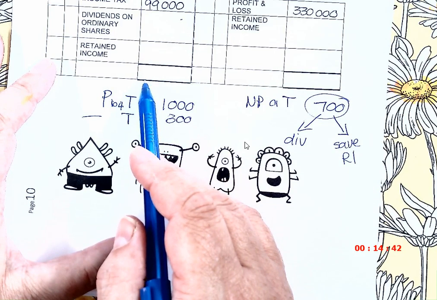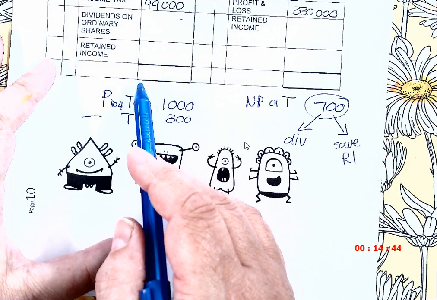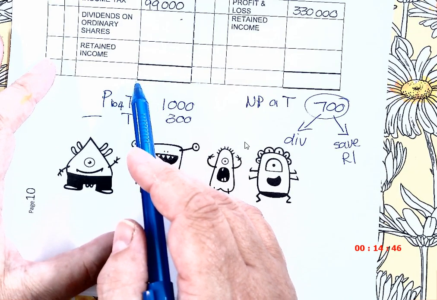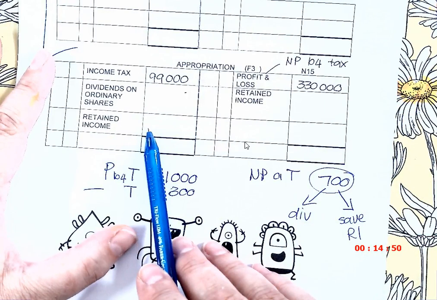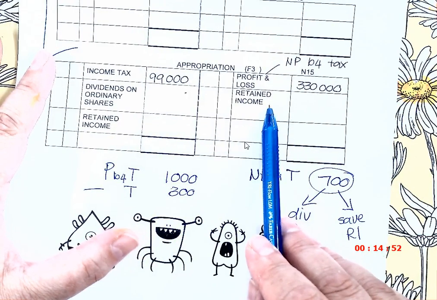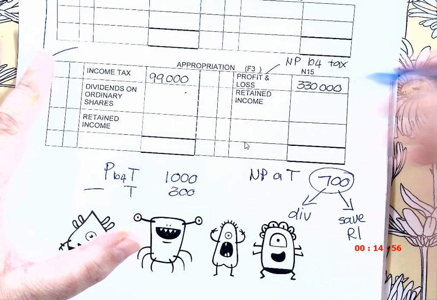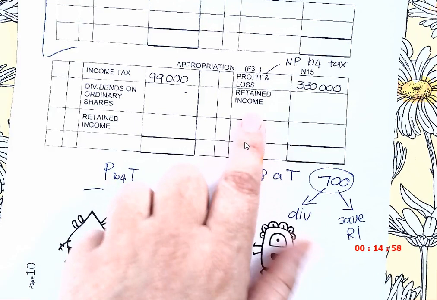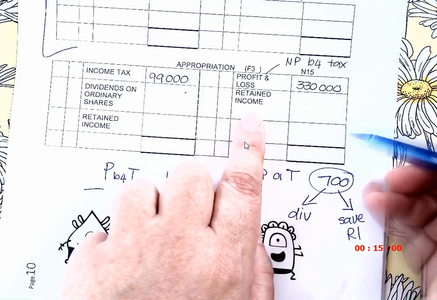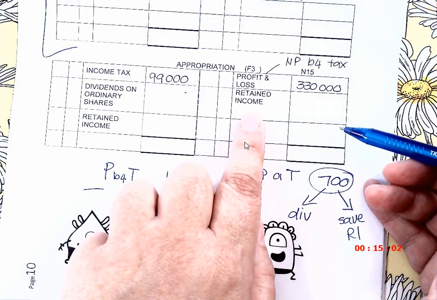Did I answer your question? Someone asked me: Ma'am, so the retained income on your debit side is the one you keep for this year, and the one on the credit side is last year's. Yes. So this is last year's. So in other words, it's separate from the profit and loss because you're not going to pay tax on it again.